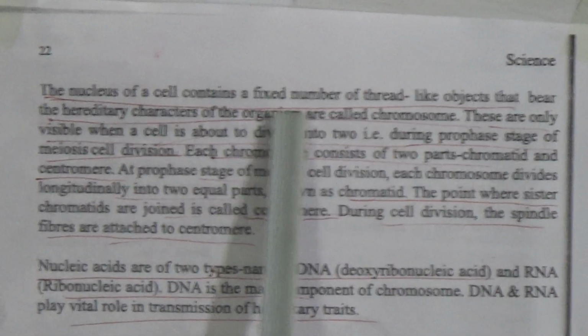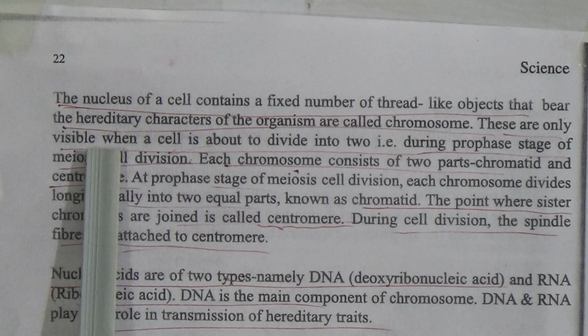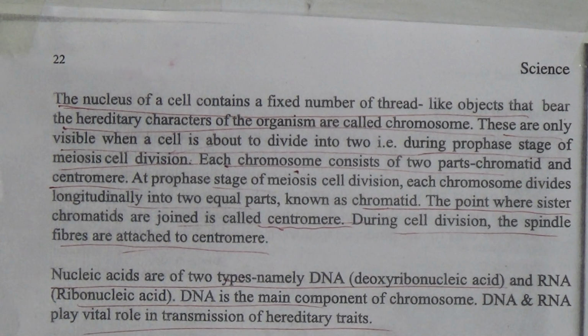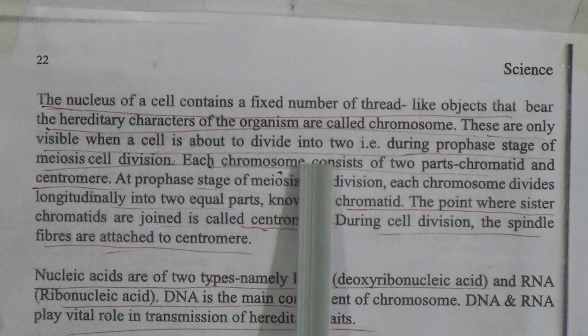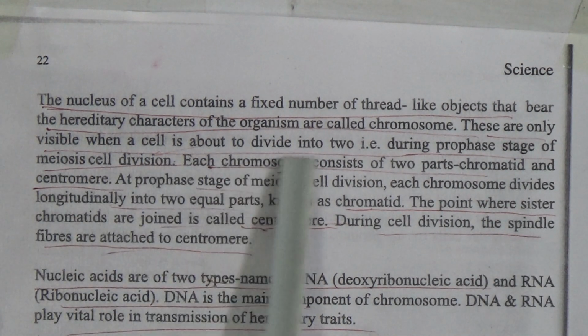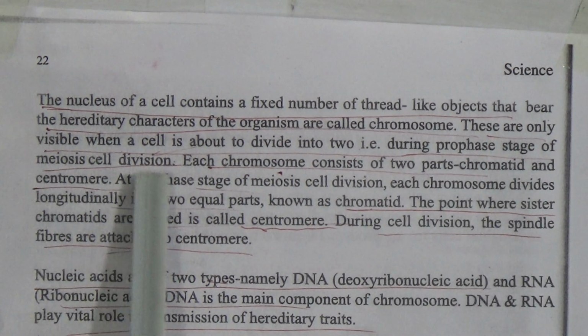Now the nucleus of a cell contains a fixed number of thread-like objects that bear the hereditary characters in the organism, and they are called chromosomes. My dear students, see, these are called chromosomes. These are only visible when a cell is about to divide into 2, that is during the prophase stage of meiosis cell division.